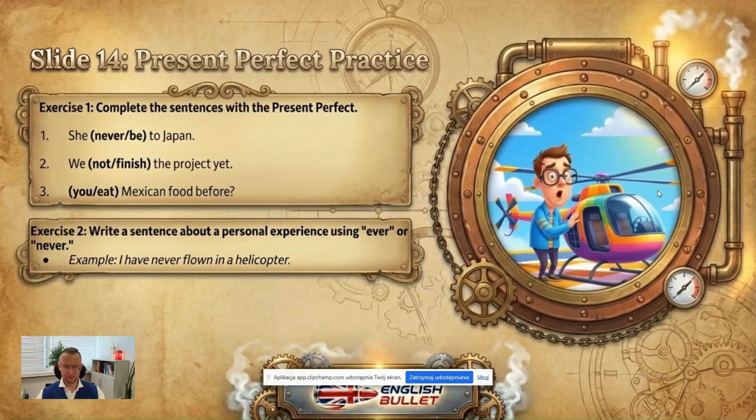Present perfect practice. Complete this sentence with the present perfect. "She never been to Japan." How to modify that? She has never been to Japan. It means that she has never been to Japan. She doesn't know how Japan looks like. So there is no experience in her mind of being in Japan because she has never been to Japan.